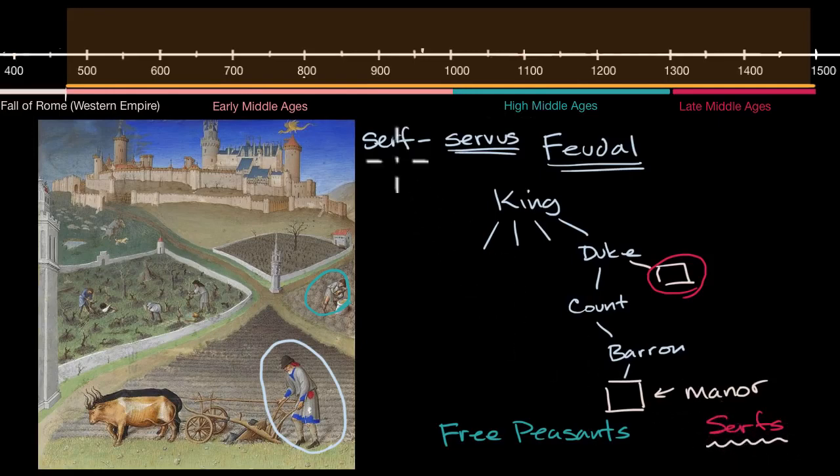Now, another term, or sometimes a subcategorization of serf in the Middle Ages, is the term villain. And I know what you're thinking. You have heard that term before. The villain today means a bad guy. But the term originally comes from the Roman Empire.